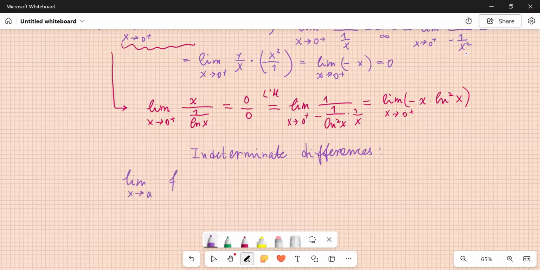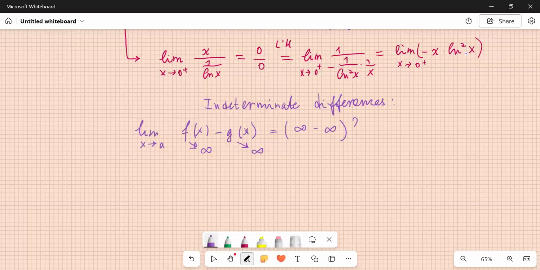X approaches a. The difference is f of x minus g of x. And you can have, for example, f of x going to infinity and g of x going to infinity. So the question is, infinity minus infinity, what is going to be the answer? Let's consider an example, because again, differences, products, and fractions are all supposed to be just fractions. Usually all differences must be reduced to fractions. There is no other way to use L'Hopital's rule on them.